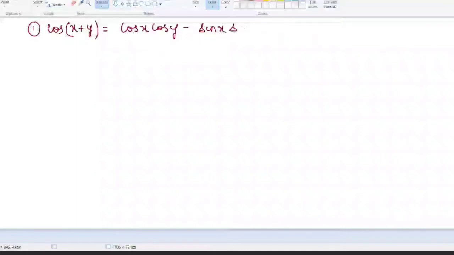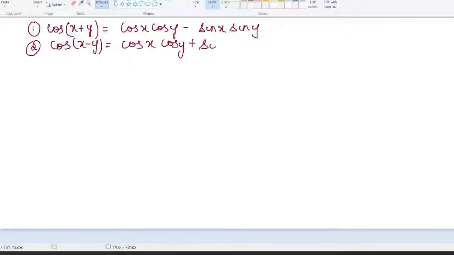Yes. So we move on to the next one, that is the fourth one. Let me write what we had done. The first one we had was cos x plus y. Every time I get a new formula, I will write the earlier ones so that we get the idea. So the cos x plus y formula is cos x cos y minus sin x sin y. And the second formula we had was cos x minus y, which is cos x cos y plus sin x sin y.